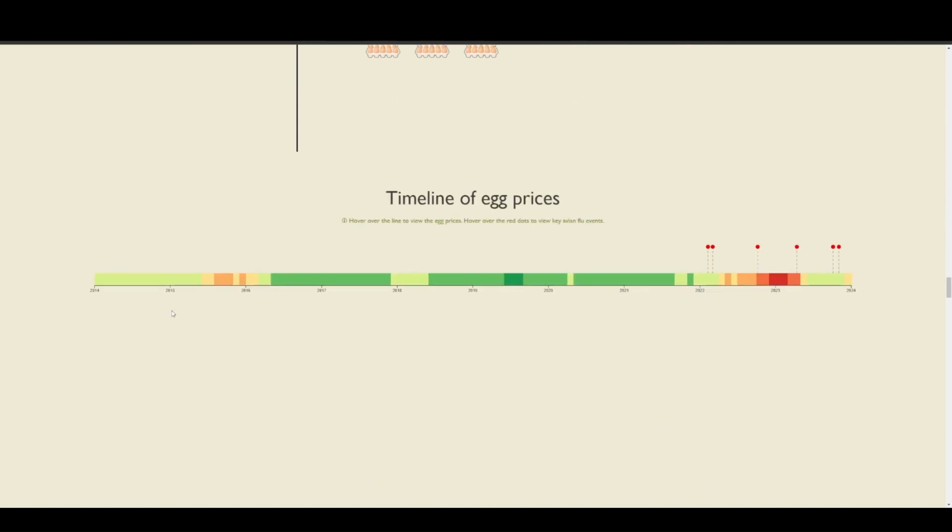Next, we have an interactive timeline that shows the price of eggs over a 10-year span. Hovering over parts of the timeline reveals more information on the pricing for a given period. The red lollipops provide coverage of major events related to the development of the avian flu.